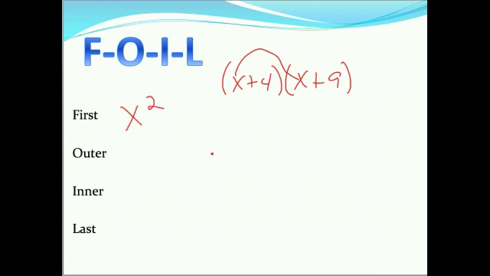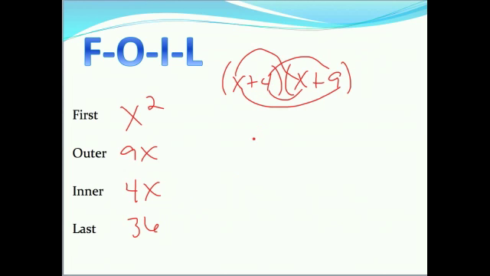Let's try another real quick. This time let's try x plus 4 times x plus 9. I'm going to run through a little bit quicker this time. We're going to do our first, x times x. That gives us x squared. We'll do our outer, x times 9, gives us 9x. Our inner, 4 times x, 4x. And our last, 4 times 9, 36.